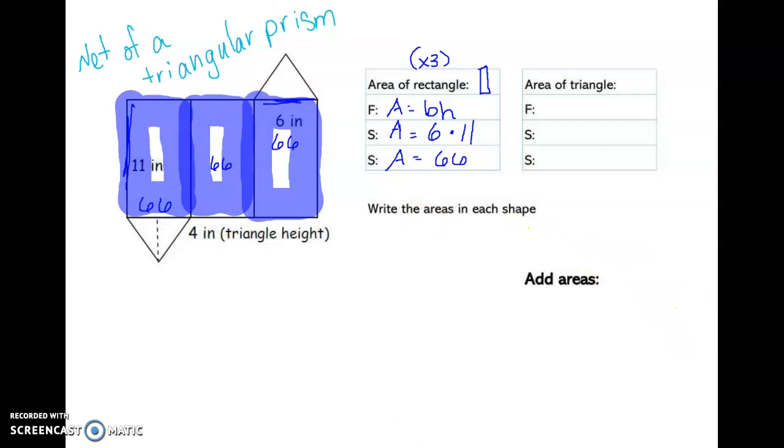Now we're going to switch to our triangles. Our triangles that we have here are this triangle, and this triangle. And those two triangles are, in fact, identical. So I'm going to draw a little triangle here to help me remember, and we have 2 of those. Formula for the area of a triangle, always start with your formula. 1/2 times base times height.